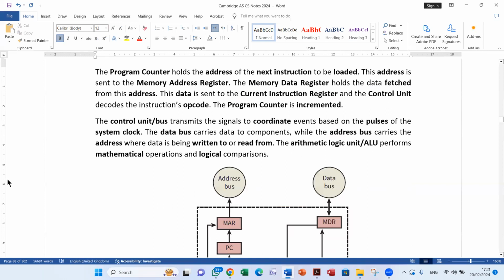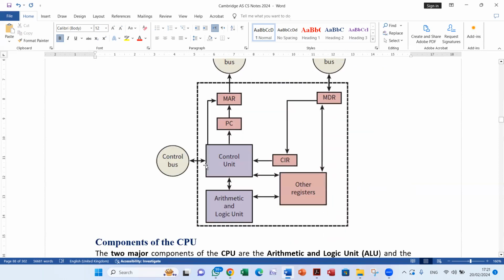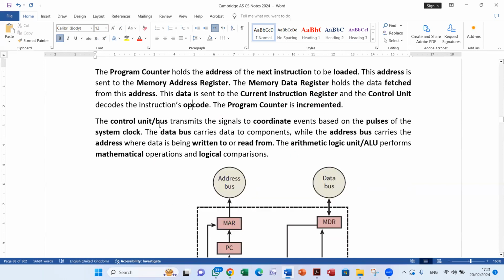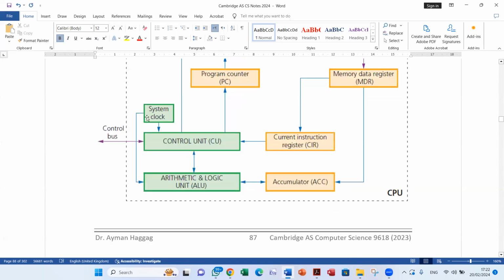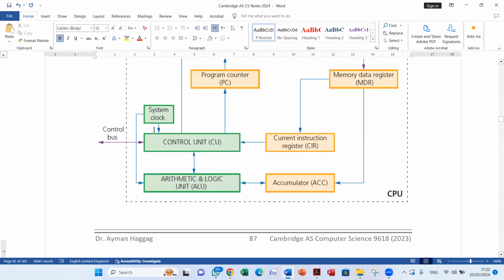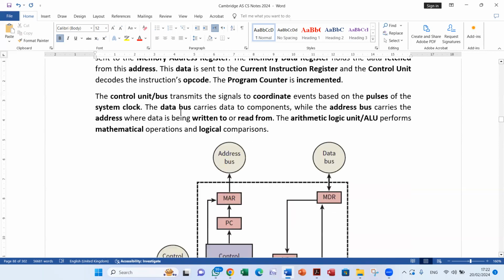The control unit transmits the signal. So we have here the control bus. The control bus transmits signals to coordinate events based on the pulses of the system clock. This is the system clock. So the system clock sends pulses to synchronize or coordinate all activities.